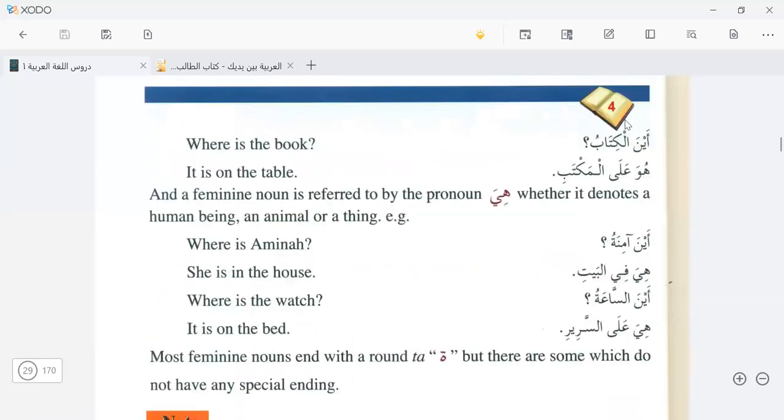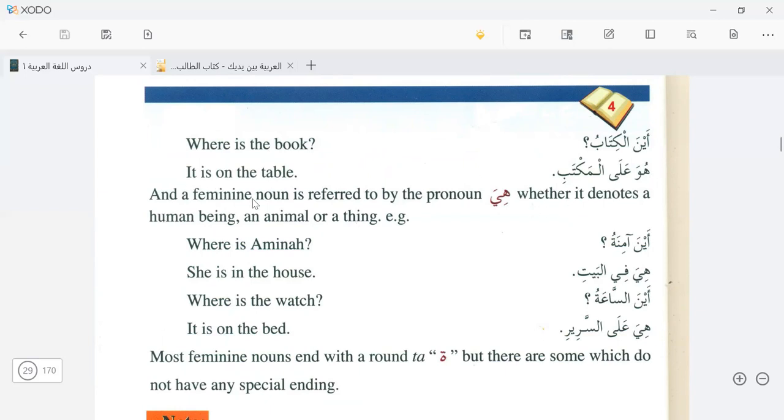Okay, Alwiya. Yes, teacher. Okay, the next example. Aina al-kitabu? Where is the book? Huwa ala al-maktabi. It is on the table.